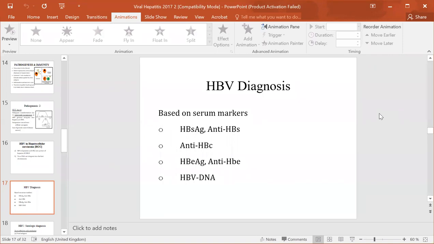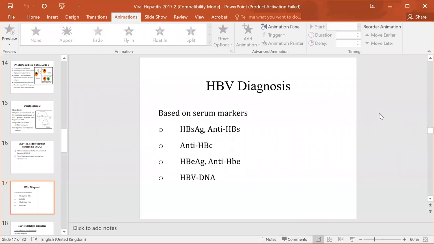As you can see on the slide, you can look for hepatitis B surface antigen, HBsAg, or you can look for antibodies to hepatitis B surface antigen, anti-HBs. That's number one. Number two, you can also look for antibodies to core antigens. Core antigens are never found in blood. They're never released in blood. So you never find the core antigen in blood, but you can find antibodies to core antigen. And these antibodies could be IgM and they could be IgG.